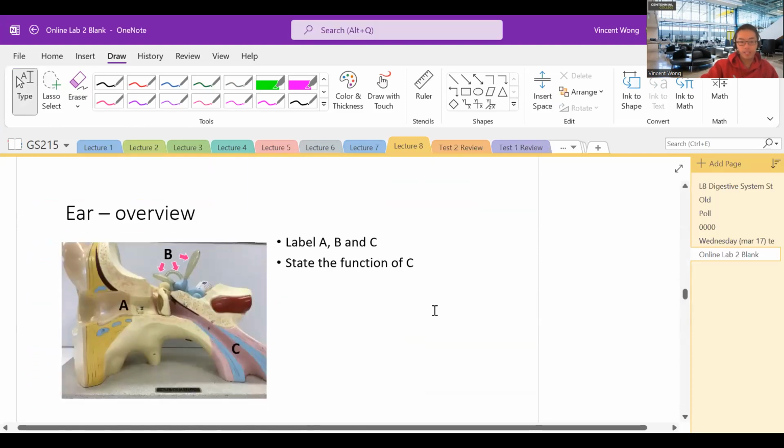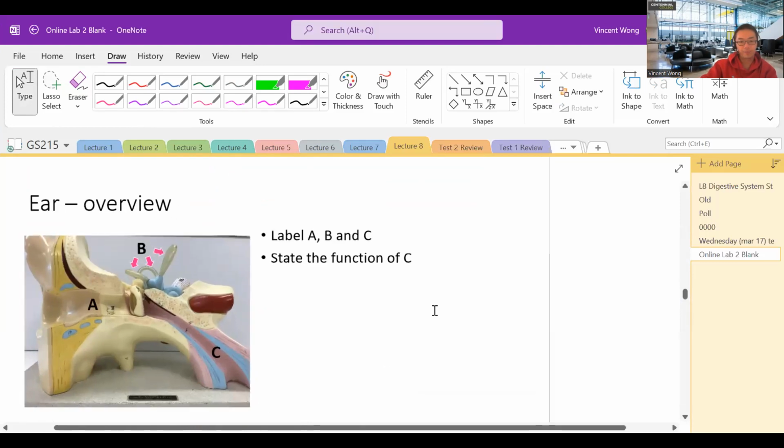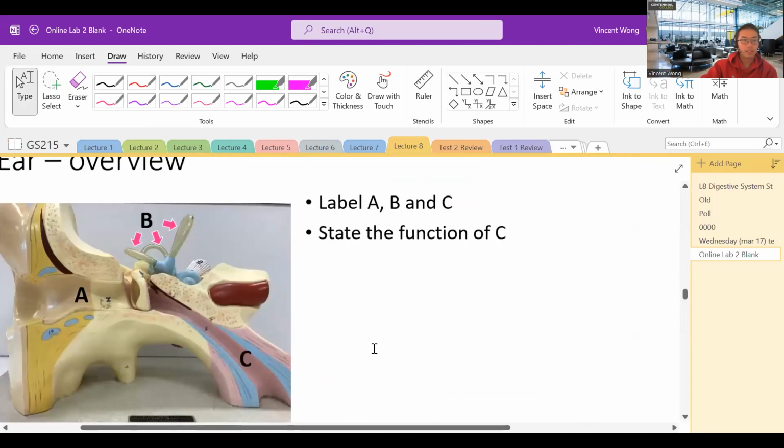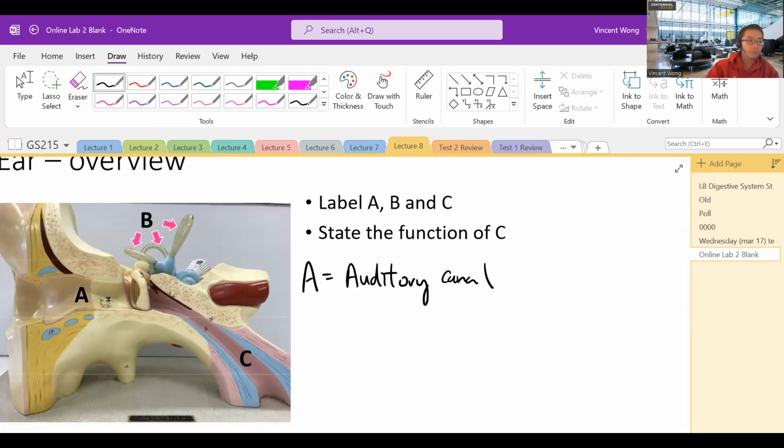All right, finally, we are done with the nervous system. Let's move on to the sensory organs. Okay. Let's see. Over here, A is the auditory canal. Auditory canal.